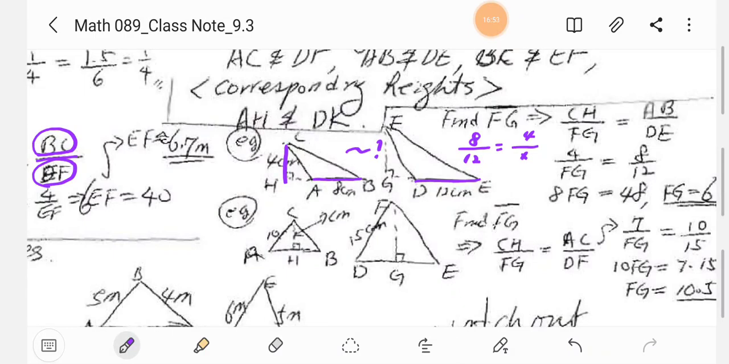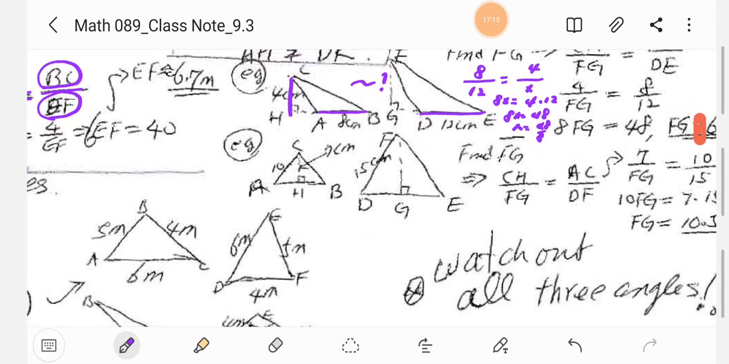So solve for x. So 8x is equal to 4 times 12, right? So 8x is equal to 48. And divide each side by 8. So x is equal to 6. Make sense? Okay, the next example.